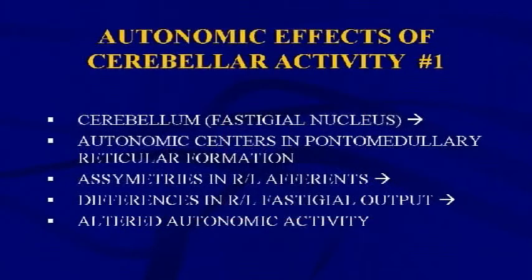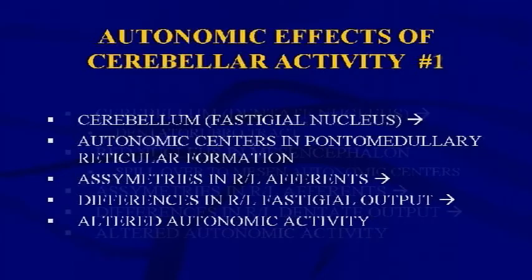The autonomic effects of cerebellar activity are two that we'll mention. The midline nucleus from the cerebellum stimulates autonomic centers in the lower brainstem. These are the vital centers for heart and digestion and lungs and all that kind of stuff. The autonomic centers in the so-called pontomedullary reticular formation. This is the lower pons and the upper medulla, the vital centers in the brainstem, in the reticular formation. And so asymmetries in right or left afferentation create asymmetries in right and left vestibular output, which create altered autonomic activity at the brainstem level.